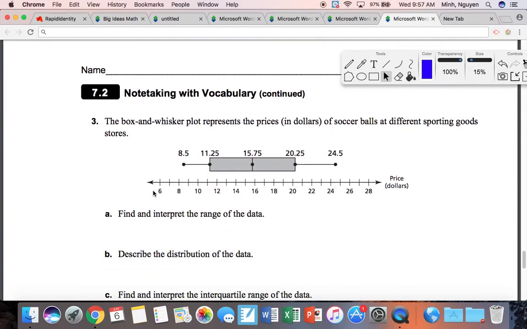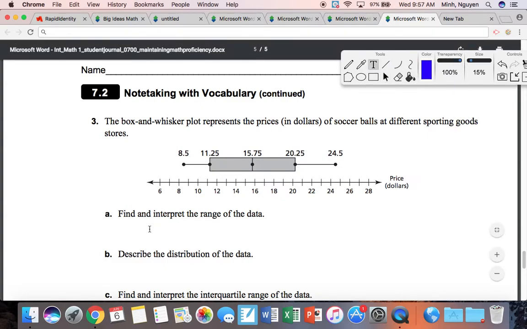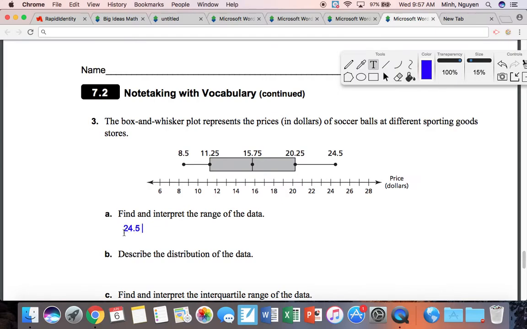The box and whisker plot represents the prices. Find and interpret the range. So as a reminder, the range is the greatest minus the least. So we got the greatest, 24.5, minus the least, 8.5. 24 minus 8 is 16.